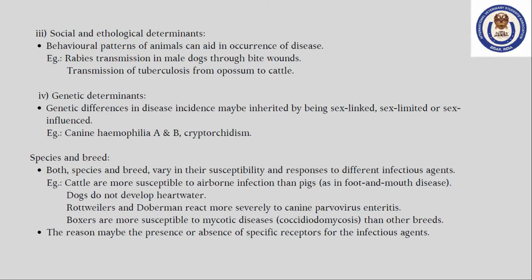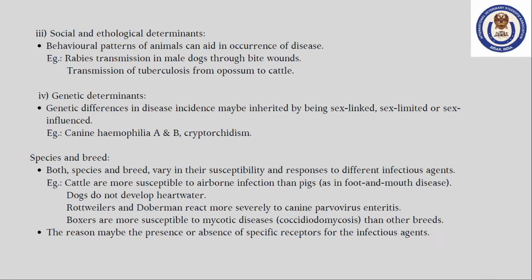Next is the species and breed. Both species and breed have certain effects, and they vary in their susceptibility and response to different infectious agents. Like cattle are more susceptible to airborne infections than pigs, like in foot and mouth disease, which is more prevalent in cattle than in pigs. Dogs do not develop heartwater, and breeds such as Rottweiler and Doberman react more to canine parvovirus enteritis, and boxers are more susceptible to mycotic diseases than other breeds. This can be because of the presence or absence of specific receptors for the infectious agents.